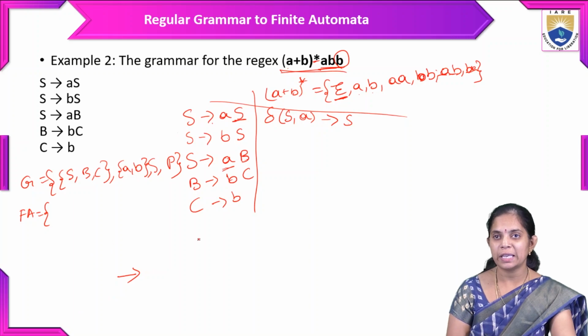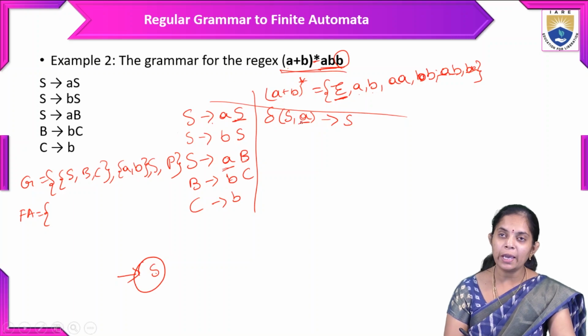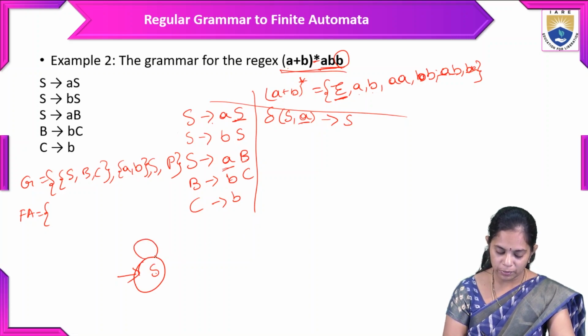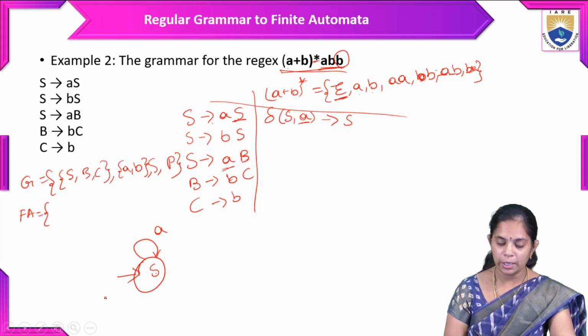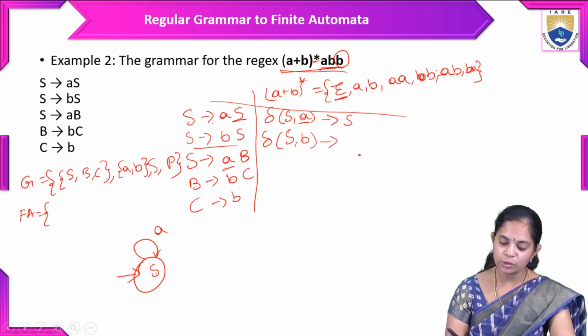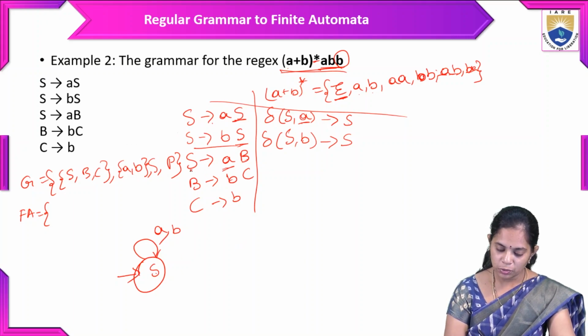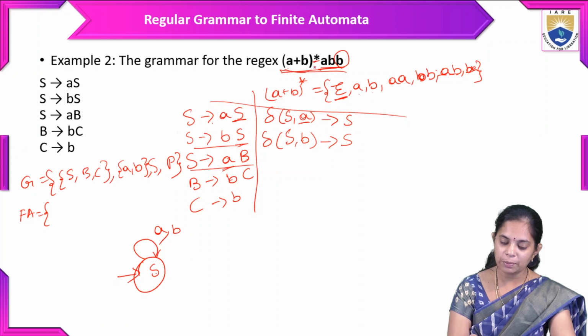So the initial state is S. When we give A as an input, it reaches the same state. Next, take another production rule, a transition of S comma B, which goes to the same state only, and we will represent it with A comma B. For this step we are finished.